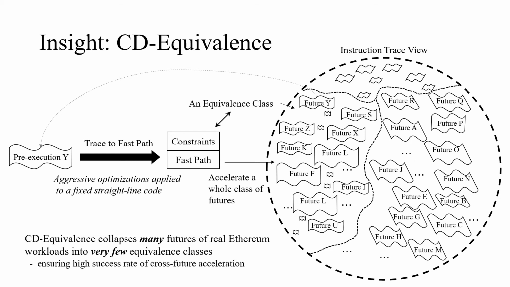Another very important reason we choose CD-equivalence is based on a key observation about Ethereum's real workload. It is common that many different futures of an Ethereum transaction have CD-equivalent executions. A concrete example is shown in our paper to explain the intuition behind. This observation means that the chance that the actual execution is CD equivalent to one of the pre-executions, and can thus be accelerated, is high.